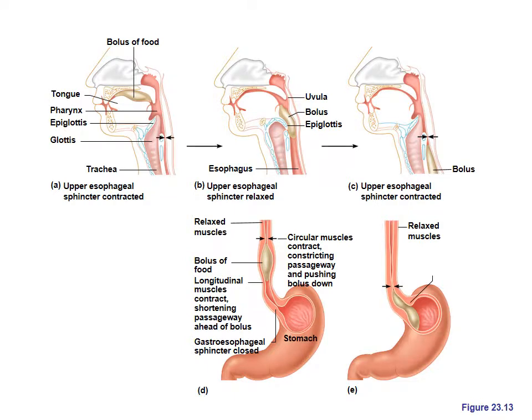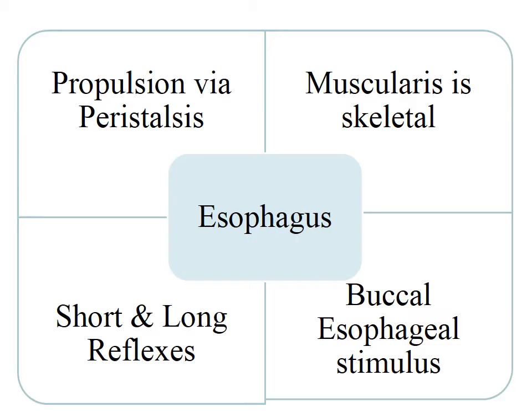A diagram of the buccal and pharyngeal esophageal reflexes. The esophagus. Its superior muscularis is skeletal muscle for the voluntary control of the buccal esophageal reflex. Once triggered, the esophagus performs peristalsis to push the bolus to the stomach. Peristalsis is controlled by short reflexes at that point.